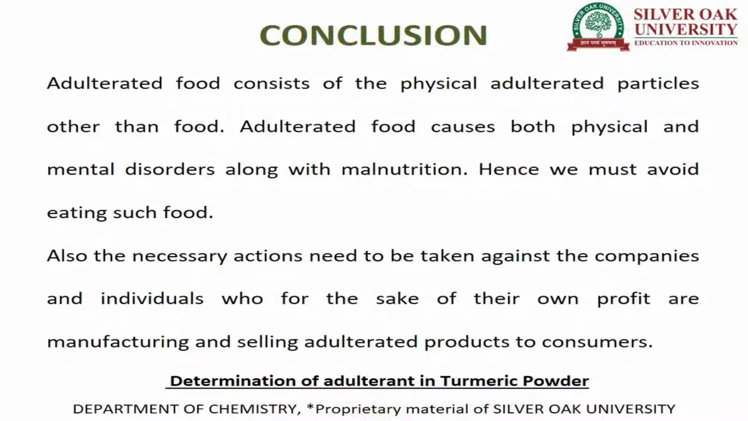So with this we can conclude that there are some food products which are adulterated, and due to the adulteration it causes both physical and mental disorder. Hence we must avoid eating such food and we should take necessary action against such company or individual to protect human health.